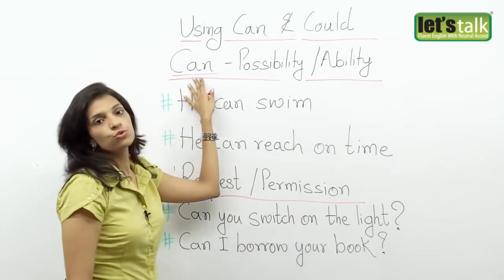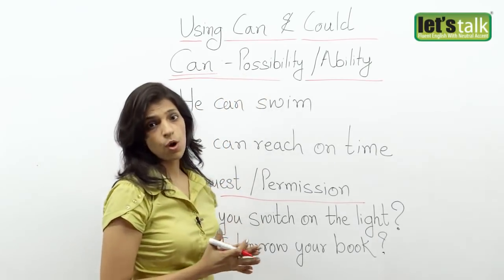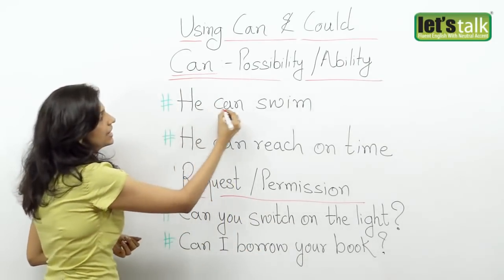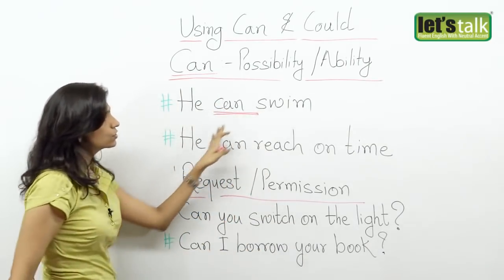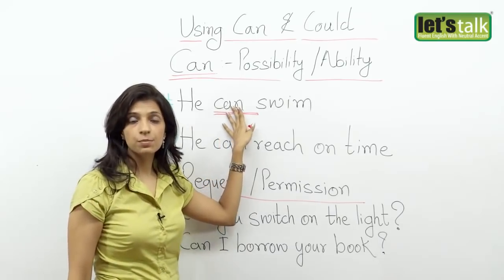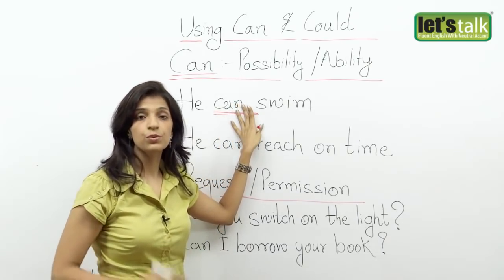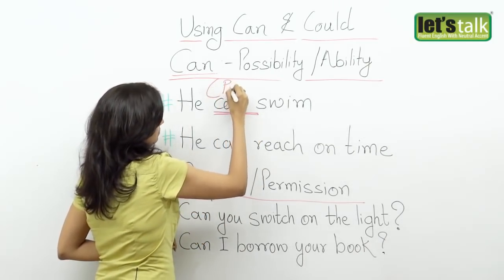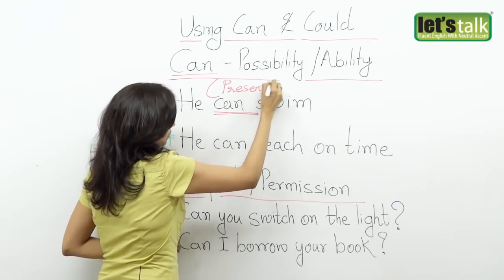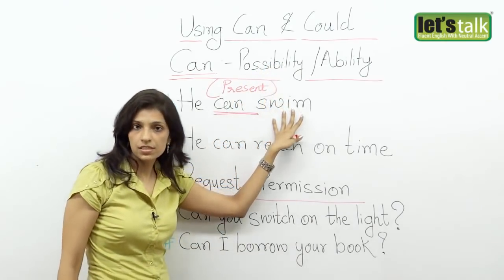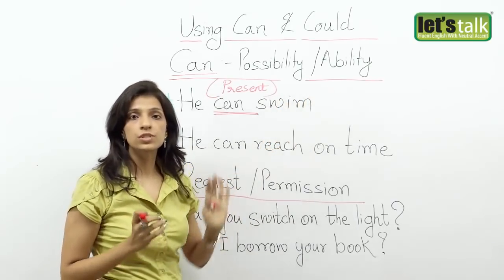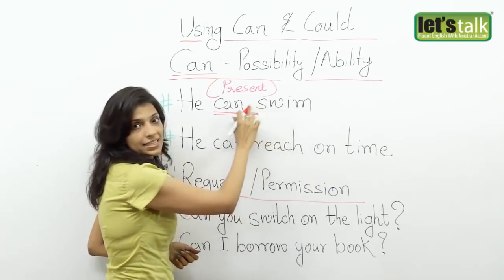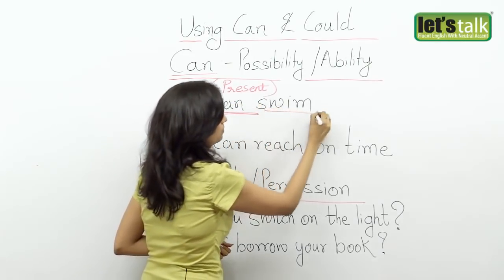Now, can is used when you want to say something is possible or someone has an ability to do something. For example, he can swim. In the present, please remember you always use can when you want to say someone has the ability to do something. So, something that is possible in the present, or someone who has the ability to do something in the present, we use can. Like you can see, the verb after can is swim, which is always in the present form.